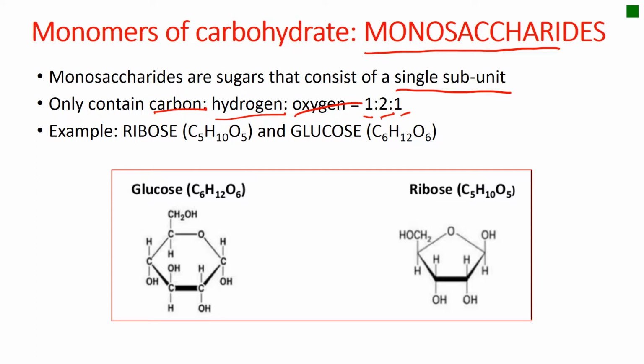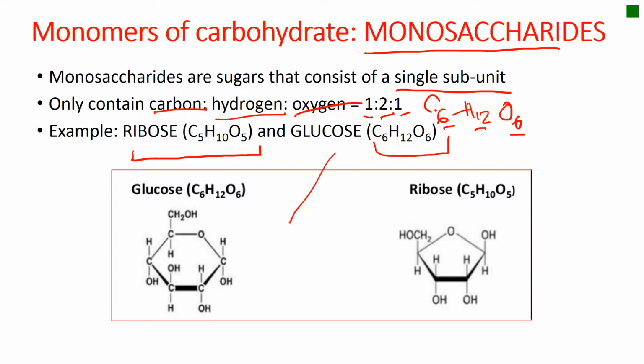So, for example, like in glucose, they have C6H12O6. Now you can see the ratio is 1 to 2 to 1 between carbon, hydrogen, and oxygen. It's always what happened in monosaccharides. That's the ratio between the C, H, and O. Now, the examples that you can find in your Andrew Allen book is ribose, which is C5H10O5, and glucose, C6H12O6.